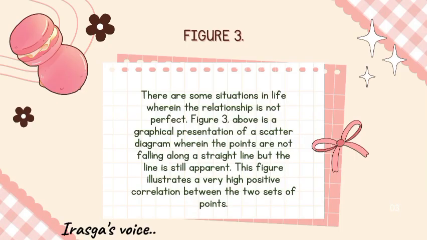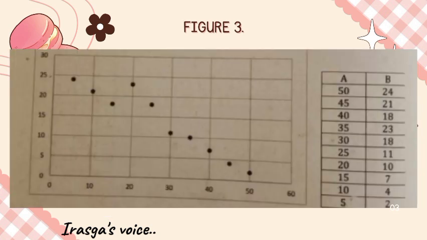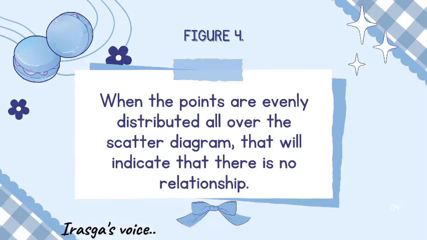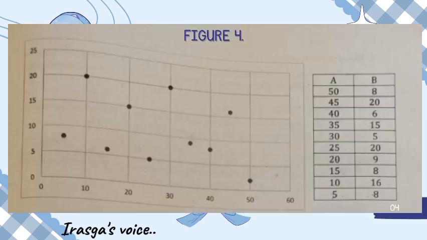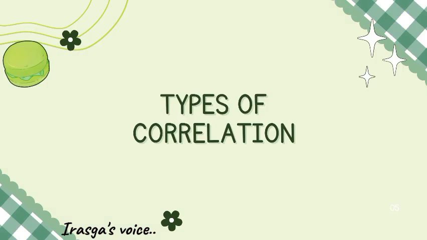There are some situations in life wherein the relationship is not perfect. Figure 3 is a graphical presentation of a scatter diagram wherein the points are not falling along a straight line, but the line is still apparent. These figures illustrate a very high positive correlation between the two sets of points. Figure 4. When the points are evenly distributed all over the scatter diagram, that indicates that there is no relationship. So, let's proceed to types of correlation.